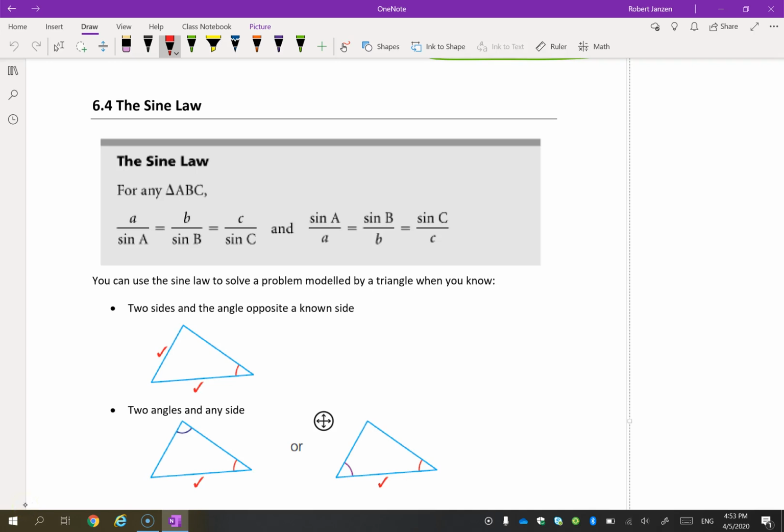Alright, continuing with the trig unit, we're going to change pace though. We're going back to solving triangles, and if you remember, so far you have basic trig, sine, cos, and tan to solve triangles. We're going to introduce something new called the sine law.